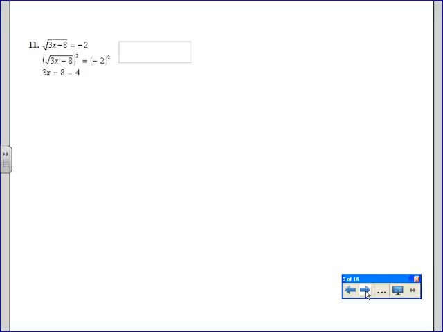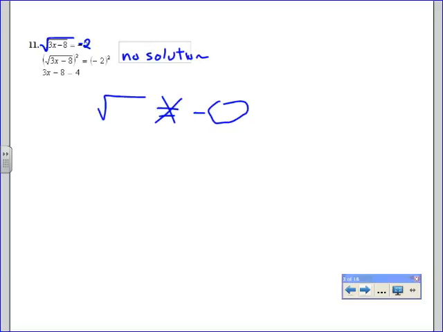Turn the page. We got number 11 all by himself on the top. What are they doing here? Well, see, they have a square root equals a negative number here, and they actually want you to do this problem. The problem is that square roots never, ever equal a negative answer. They don't. You just can't. It's impossible for a square root to equal a negative answer. So this problem is no solution.